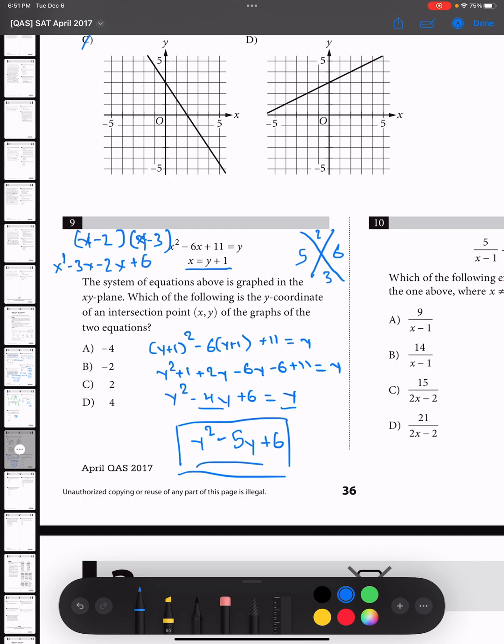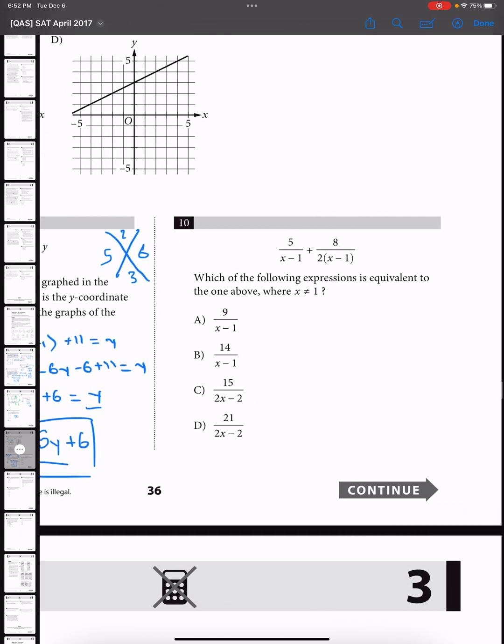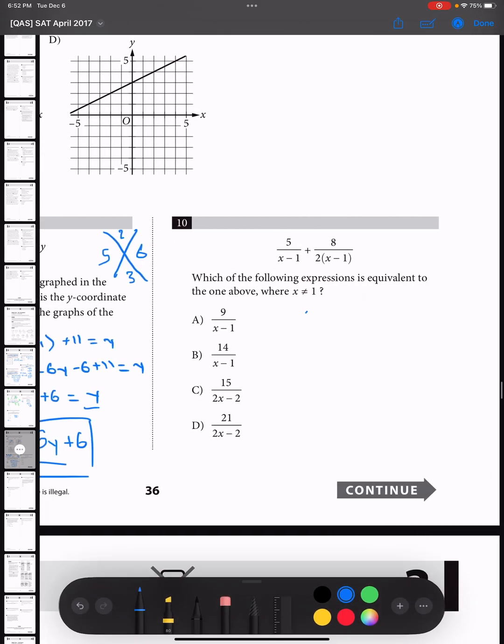So these are graphs of one of the intersection points. So we take this out of x, that means that y is equal to 2, and we take it out of here, we get y is equal to 3. And we can see that by the answer choices, our answer should be C because that's one of our intersection points. Next question.